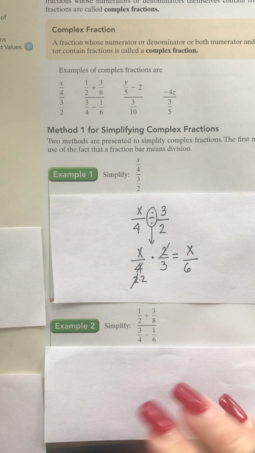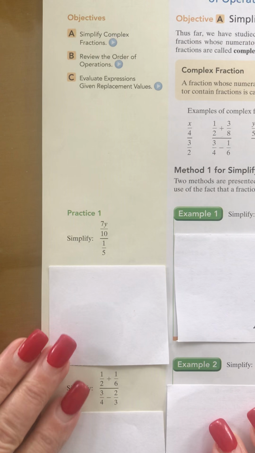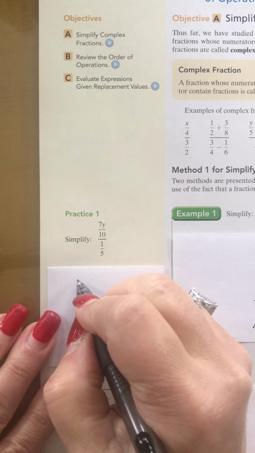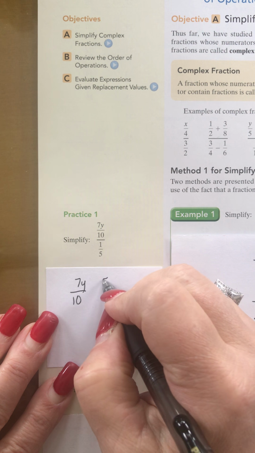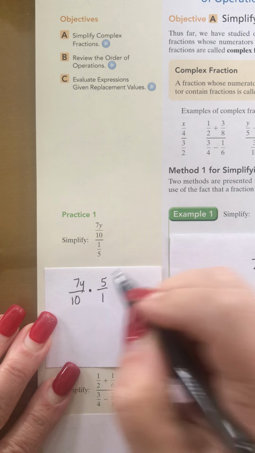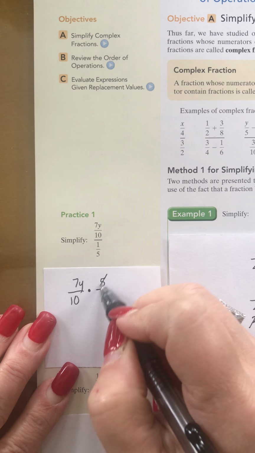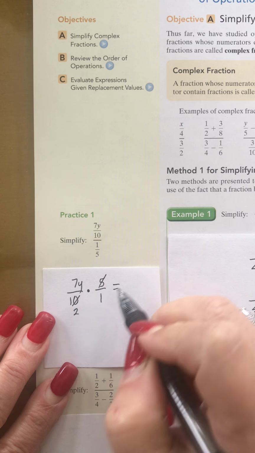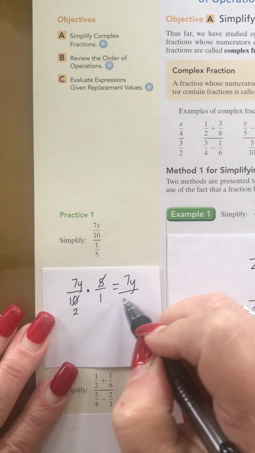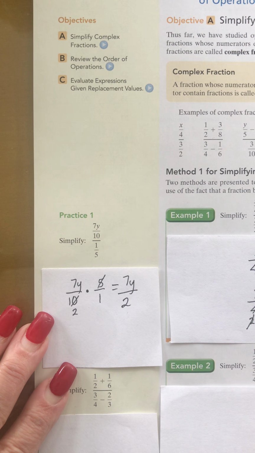Okay? So another example would be this one right here. This says 7y over 10. We're going to flip the 1/5, make it 5 over 1, and turn this into a multiplication problem. So 5 goes into 10 2 times, and that's all that can be simplified. So you multiply across. 7y over 2 times 1 is 2.